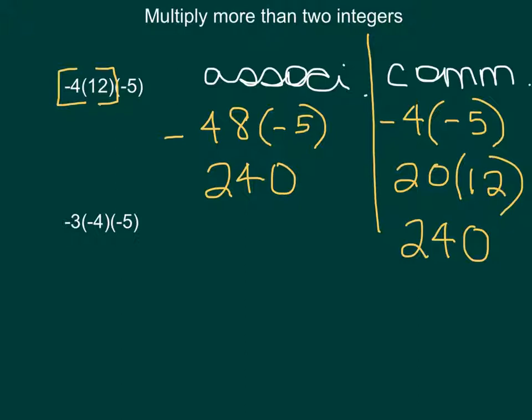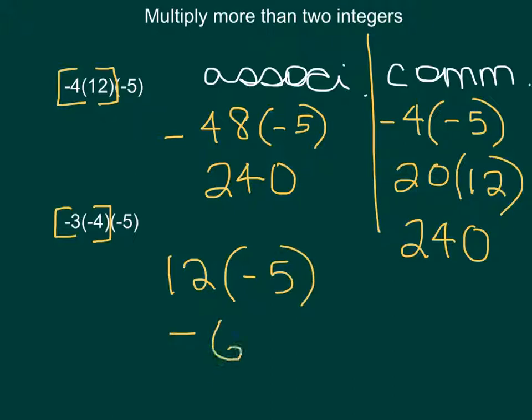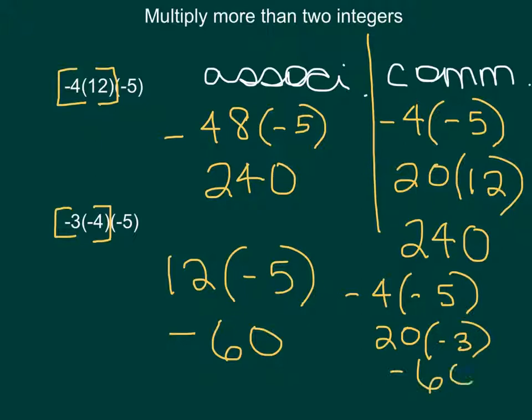So if we take a look at the next example, we have -3 times -4 times -5. So if we use the associative property and group them, we first get -3 times -4, which is going to be a positive 12 times the -5. Negative times a positive is a negative. 12 times 5, 60. And if we use the commutative property, it's easiest to multiply the -4 times the -5, which we know gives us a positive 20. And then if we multiply that times -3, we get -60.